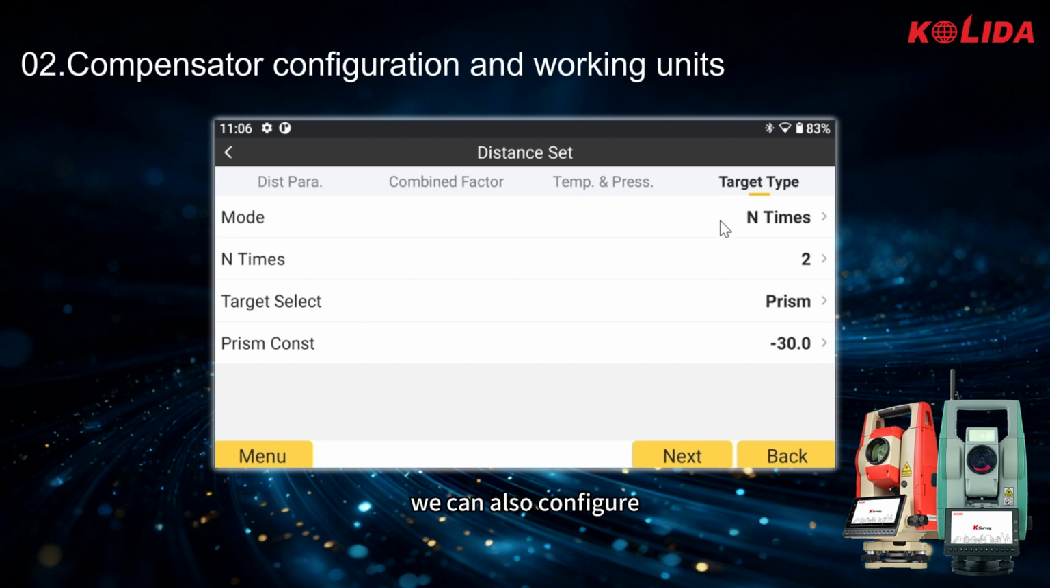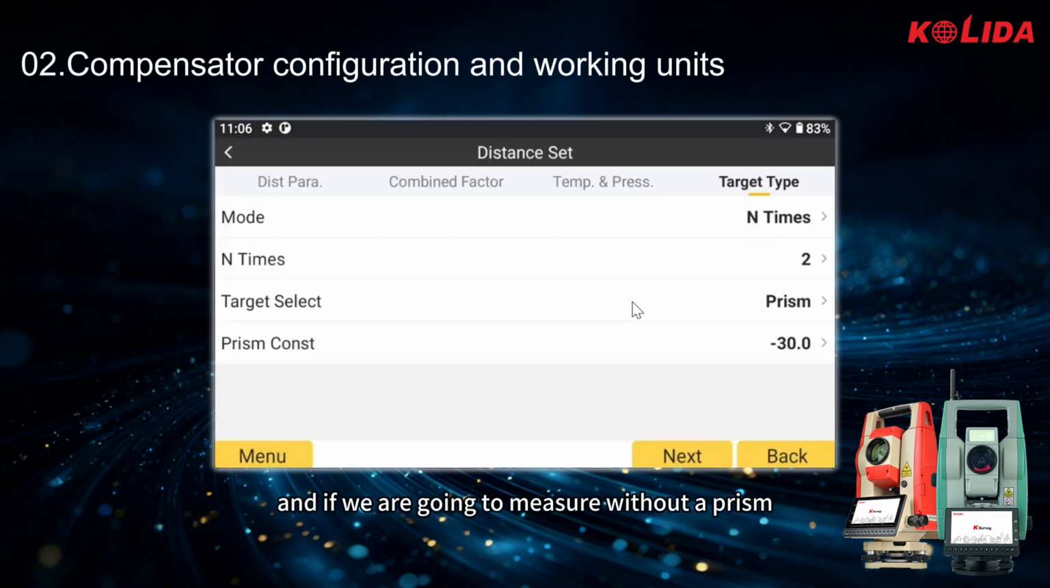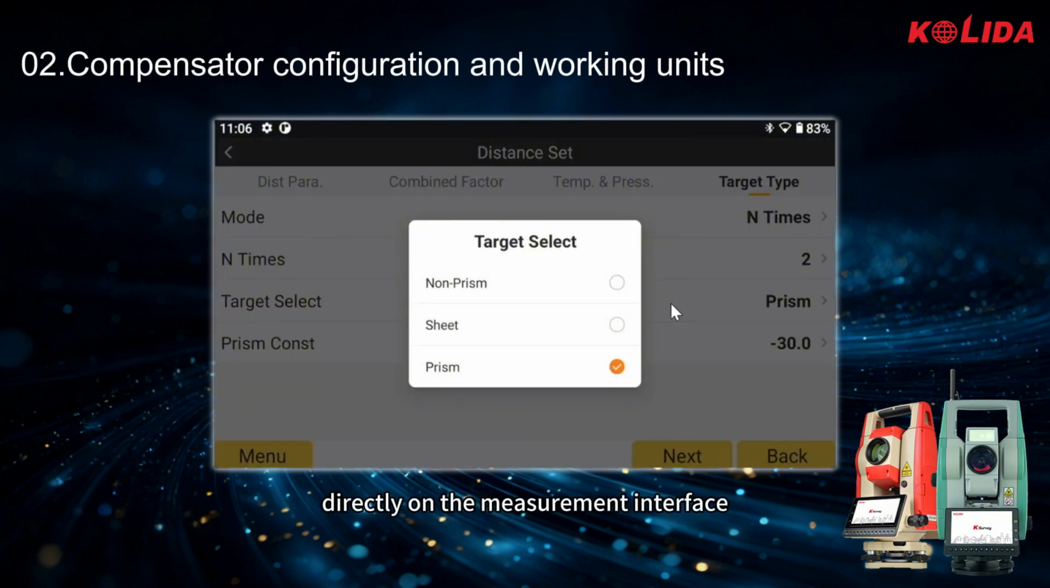Here we can also configure if we are going to measure n quantities of times, continuous tracking, or simple. And if we are going to measure without a prism, target, or prism, but remember that there is a more convenient icon directly on the measurement interface.